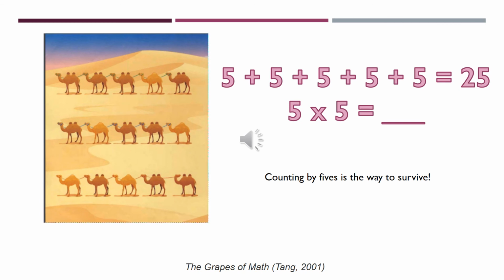So let's review. There's 5 groups of 5. Our addition sentence would say 5 plus 5 plus 5 plus 5 plus 5 equals 25 humps in all. Our multiplication sentence would say 5 times 5 equals 25 humps in all. Counting by 5s is the way to survive.